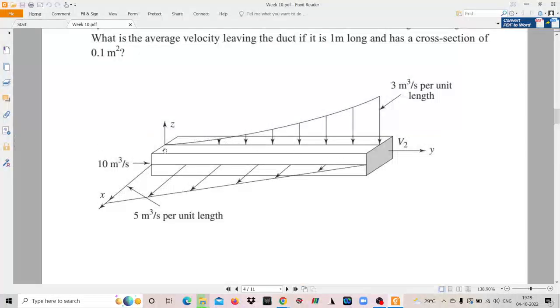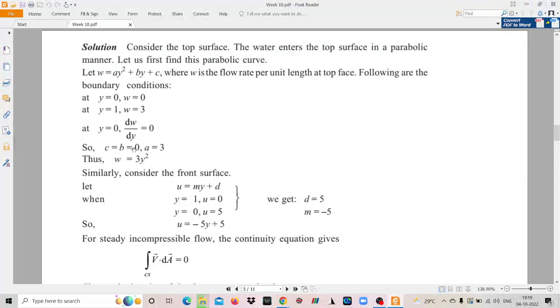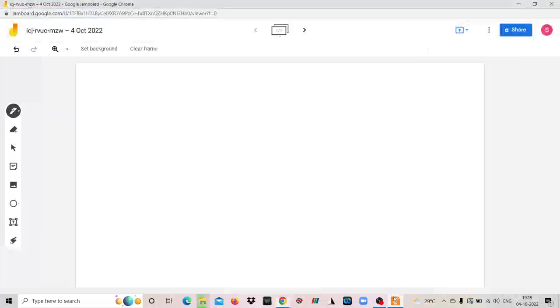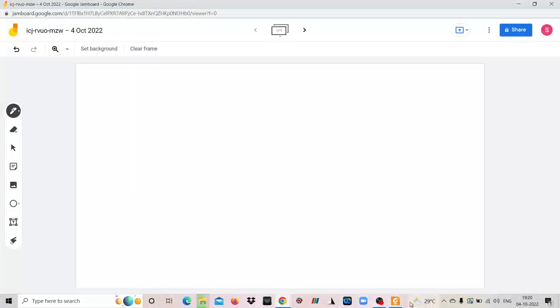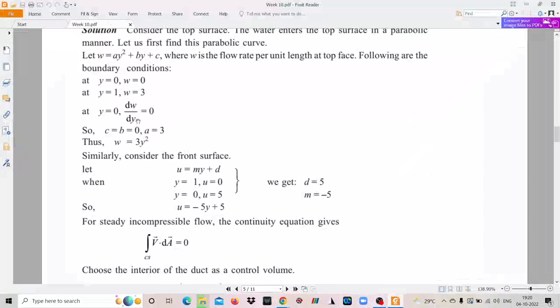So let us first of all find this parabolic distribution. That parabolic distribution is given by w. Why w? This w is nothing but the component of velocity. You can see that this is the z direction, so this movement is along the negative z direction. So the z component of velocity is w. Let us say w is equal to ay square plus by plus c.